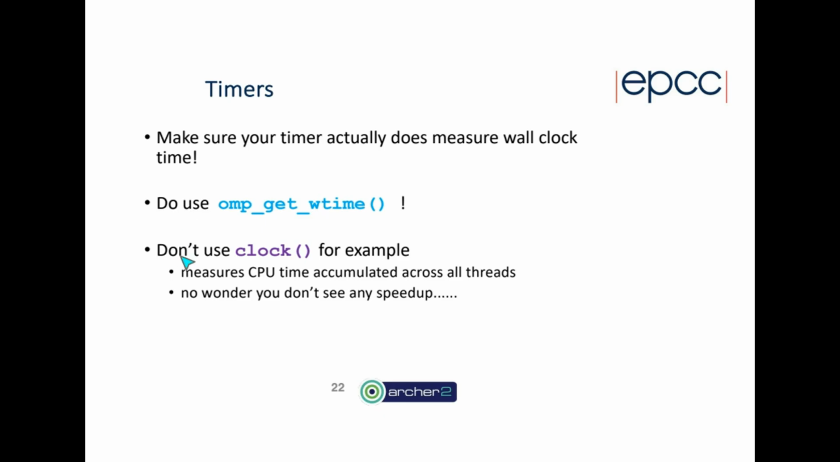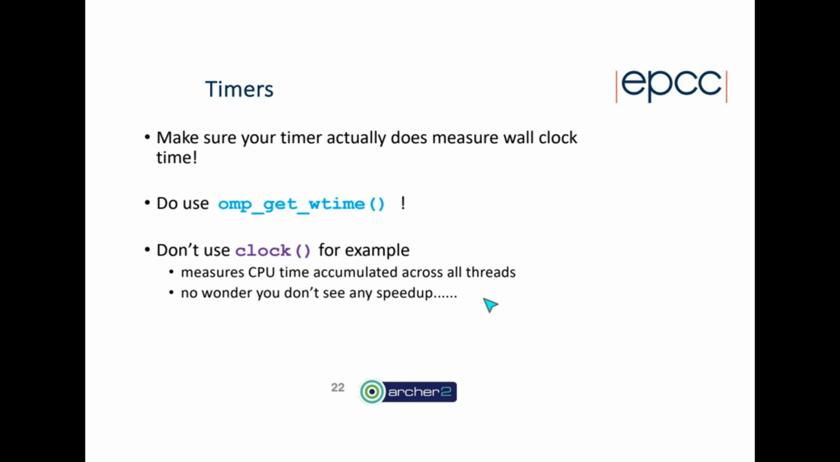But other things, for example, the Linux clock routine is not a wall clock timer, and you will see this used in some applications. What that does in a multi-threaded context is measure the CPU time accumulated across all threads in the process. So that's really not what you want, or at least it's probably not what you're expecting.